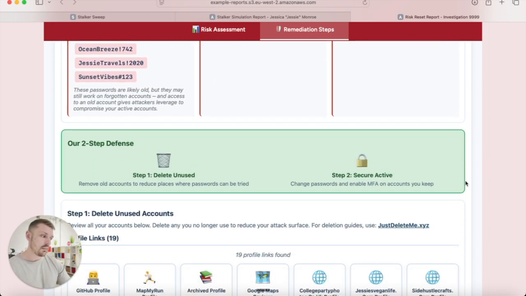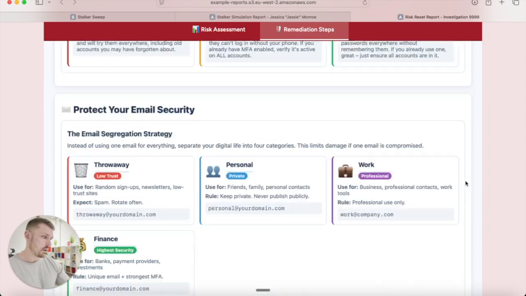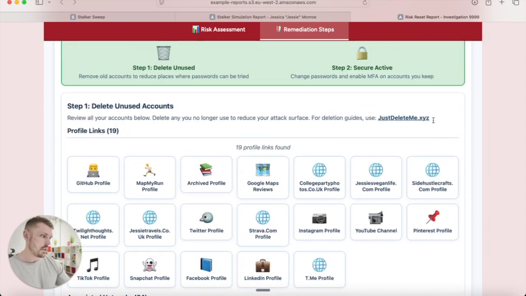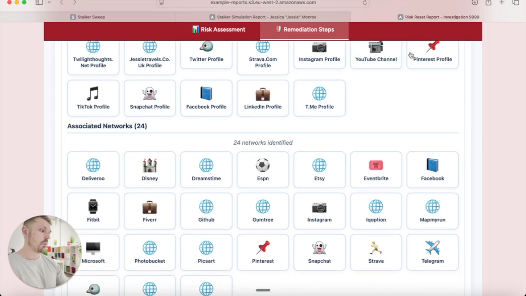Then we look at the old accounts. So we give you a direct link to all these old accounts, and then there are guides, Just Delete Me. So this is a free service that they run. So all of these accounts on here are the old ones. We're going to go through them. What do we use and what do we not use? If we don't use it, delete it. And then we go to Just Delete Me, and this has all the specific guides. So if it's Pinterest, it'll tell you exactly how to delete it. If it is Snapchat, exactly how to delete it. And so on and so forth.